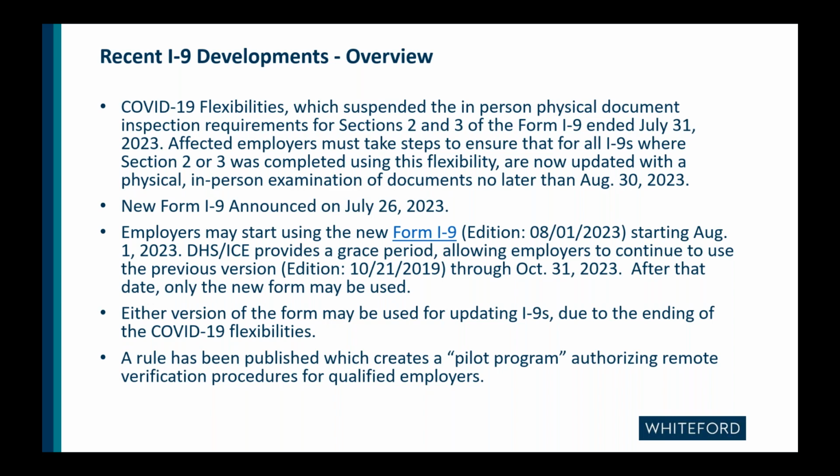You can continue to use the most recent form until October 31st. After that date, you're going to have to shift over to this new form dated 8/1/2023. Failure to shift over by that date can subject you to penalties if you are audited by ICE because you've used the wrong I-9 verification form.